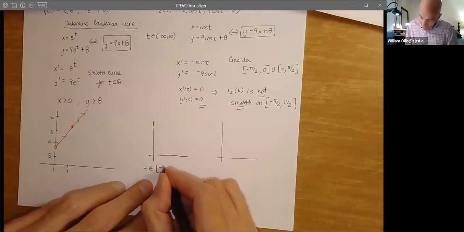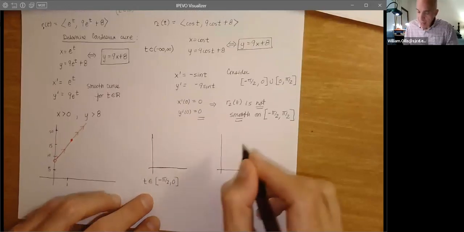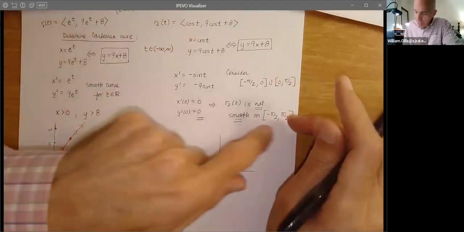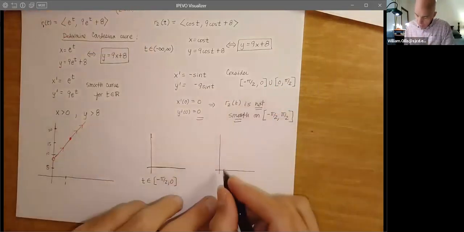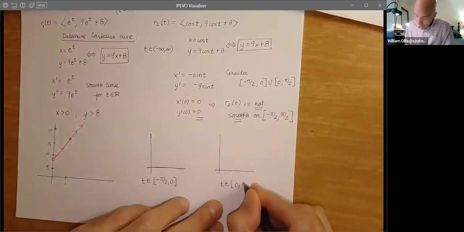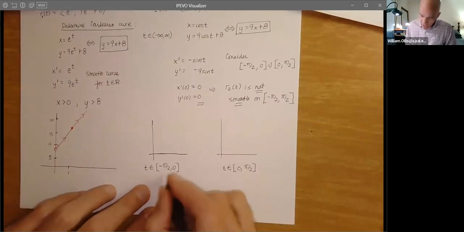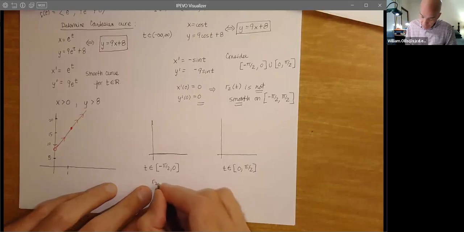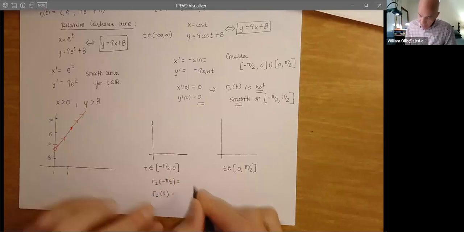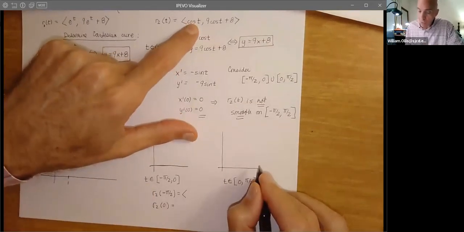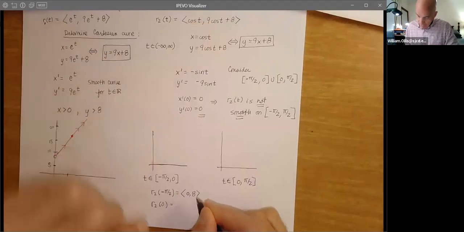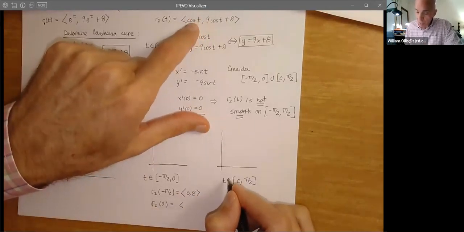I'll do two separate graphs. So let's look at t here, where we have negative pi over 2 to 0. And the reason I'm saying that is because I know on that particular set, the cosine function is increasing. But on this set, 0 to pi over 2, it starts to decrease. So this kind of gives you an idea what's going on at 0 that may not be very intuitive. So here, let's just test this out. R2 of negative pi over 2, and then R2 of 0. We're going to get the same things, but this is important.